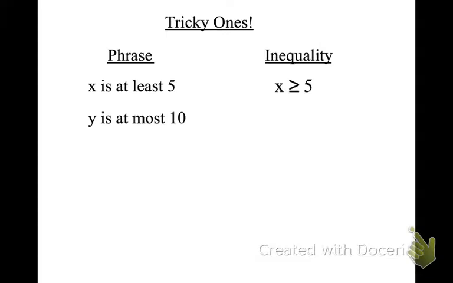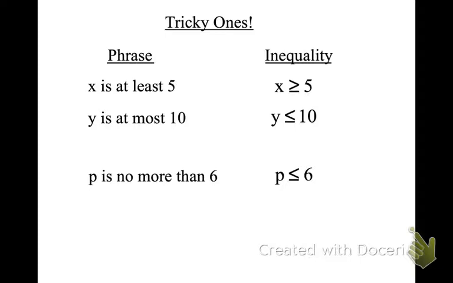Okay, y is at most $10. That means y is less than or equal to. It could equal 10, but at most. p is no more than 6. So p has to be less than or equal to 6. And n is no less than 8. So we do n is greater than or equal to 8. Pause the recording if you are still writing.